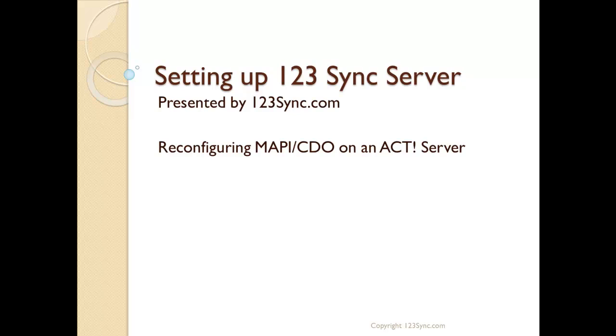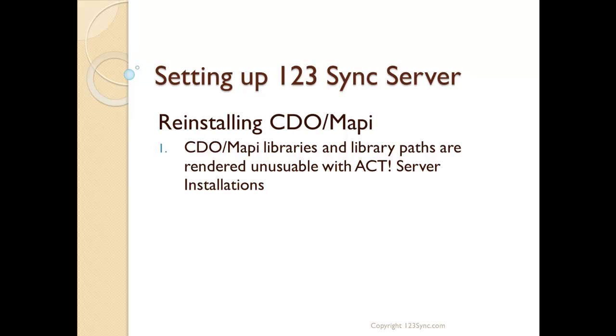This presentation will deal with how to reconfigure the MAPI CDO libraries on an ACT server. The CDO MAPI libraries are the libraries that make possible the communication between applications and the messaging system on the Exchange server. The reason we reinstall the CDO MAPI libraries is because we've seen in many ACT installations the libraries are corrupt, as well as files are installed on the server that cause the libraries not to work properly.